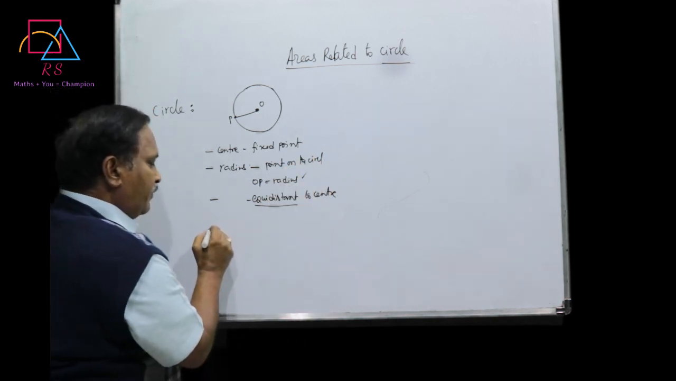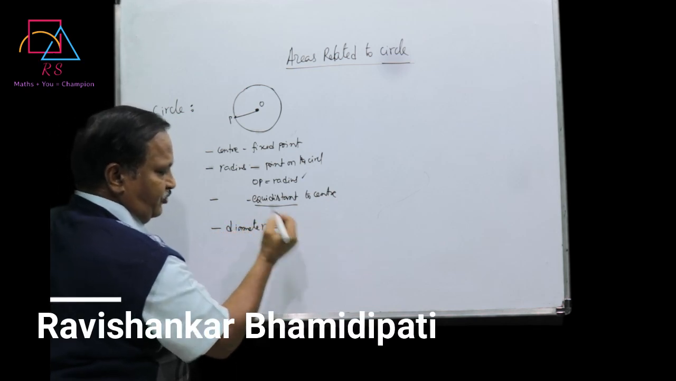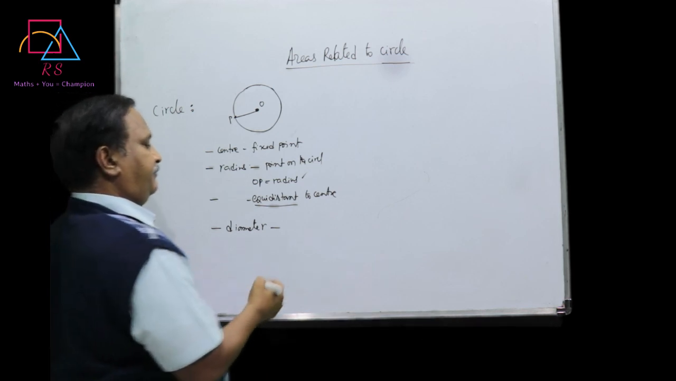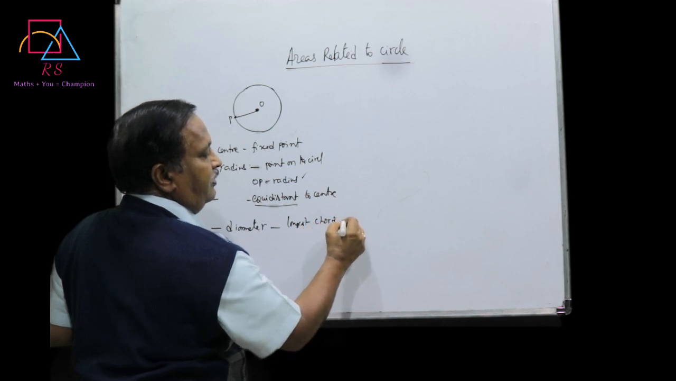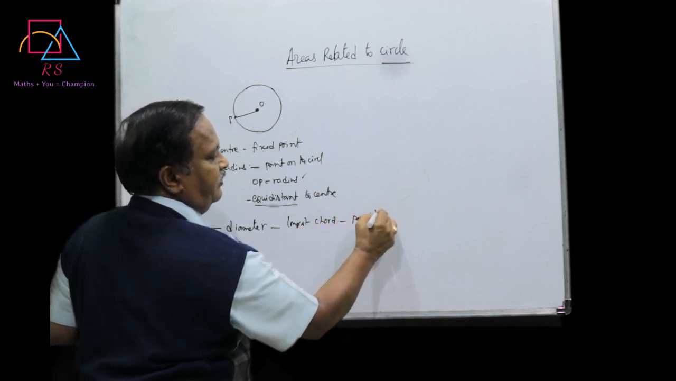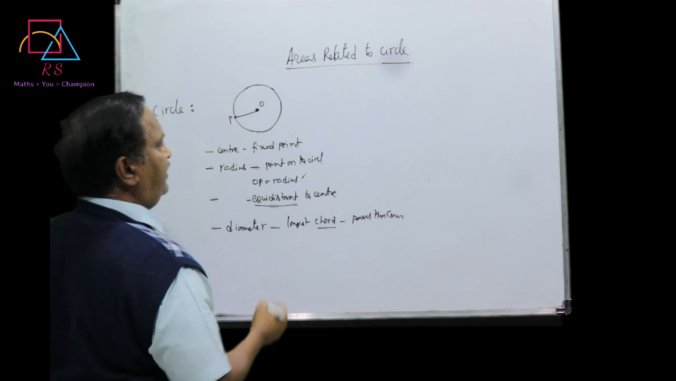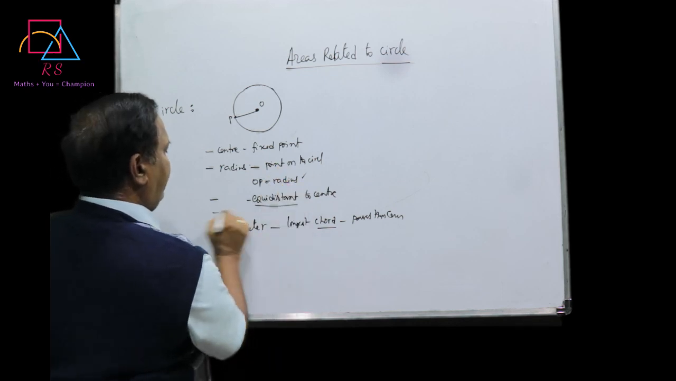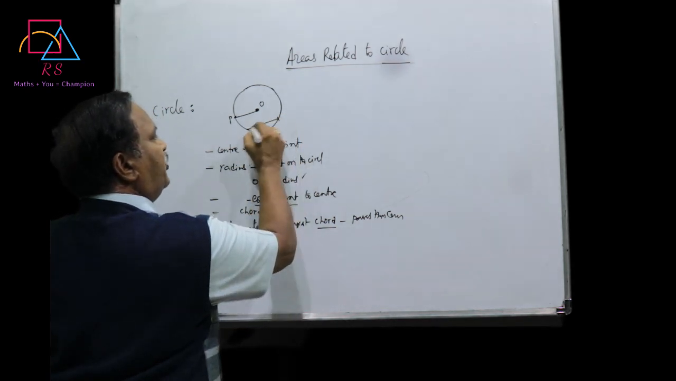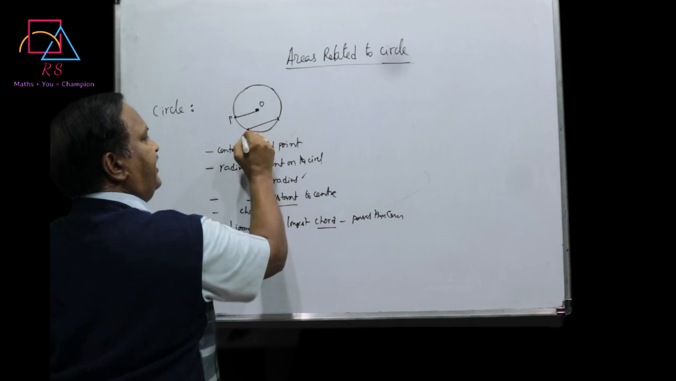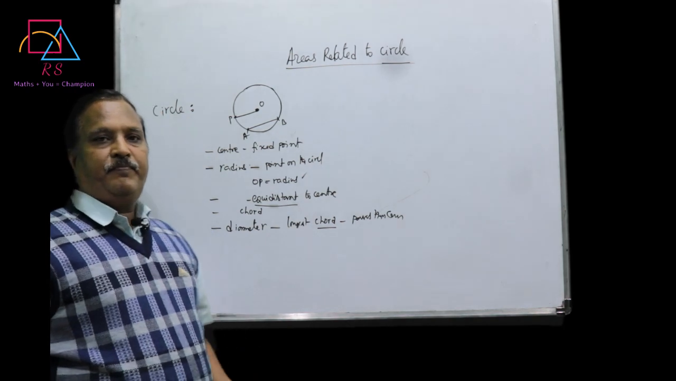Now diameter also, please understand what is the diameter. These are the basic things, you may be getting bored but they are needed. It is the longest chord that passes through the center. So first let me explain what is a chord. Chord is nothing but the line joining any 2 points on the circle. You take 2 points A and B on the circle, the line joining AB is a chord.